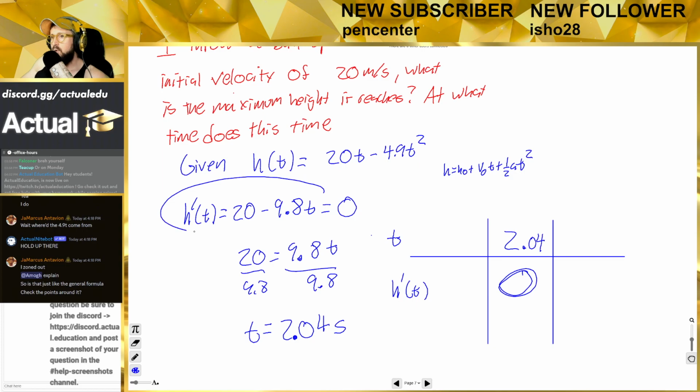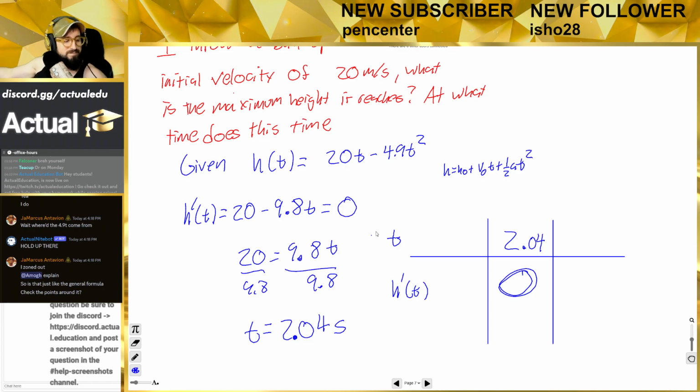You see how this is the equation for what the derivative is? The derivative is 20 minus 9.8t, right? So what happens if I plug in a value of t that's less than 2.04? What happens to the derivative? Just pick a value that's less than 2.04. It can be anything. Yes, okay, but yes isn't a value. So you gotta give me a number.